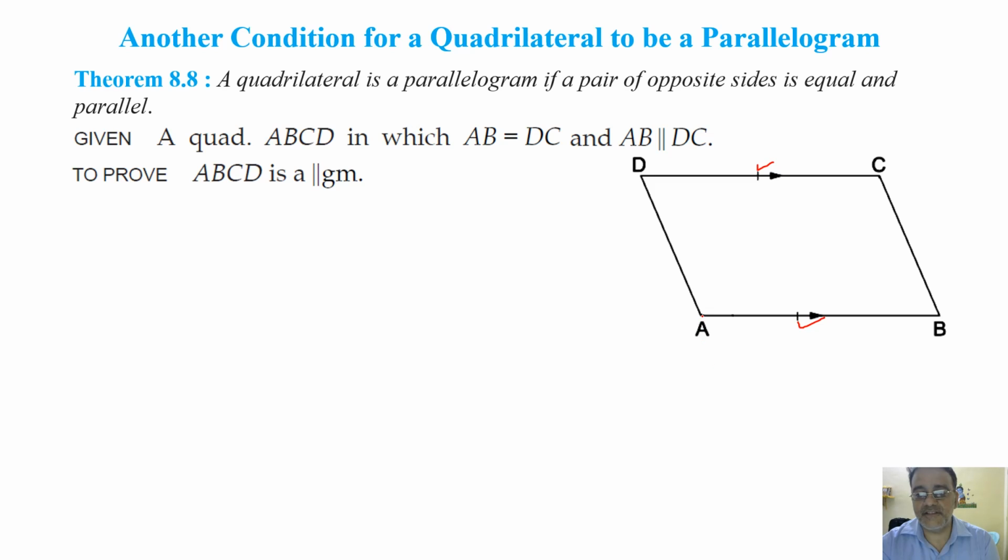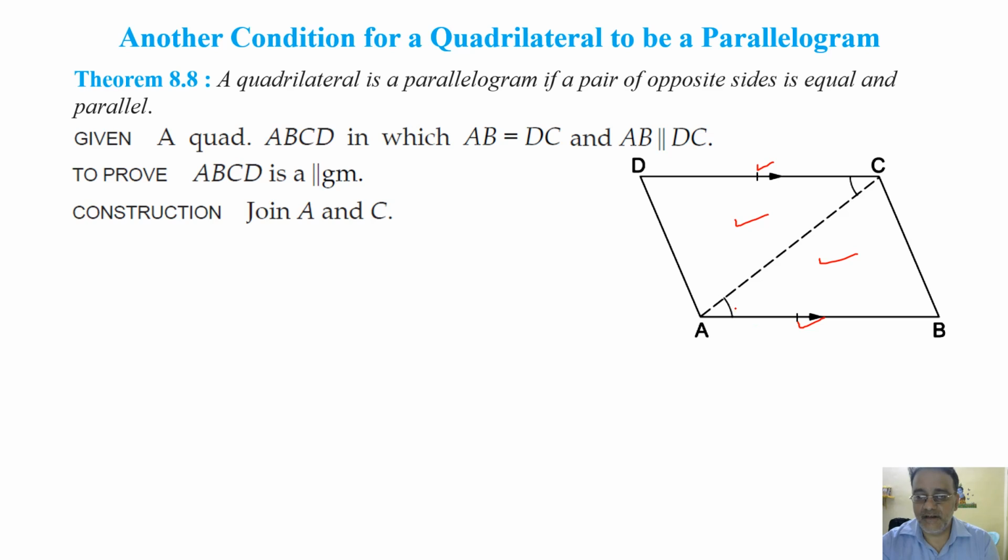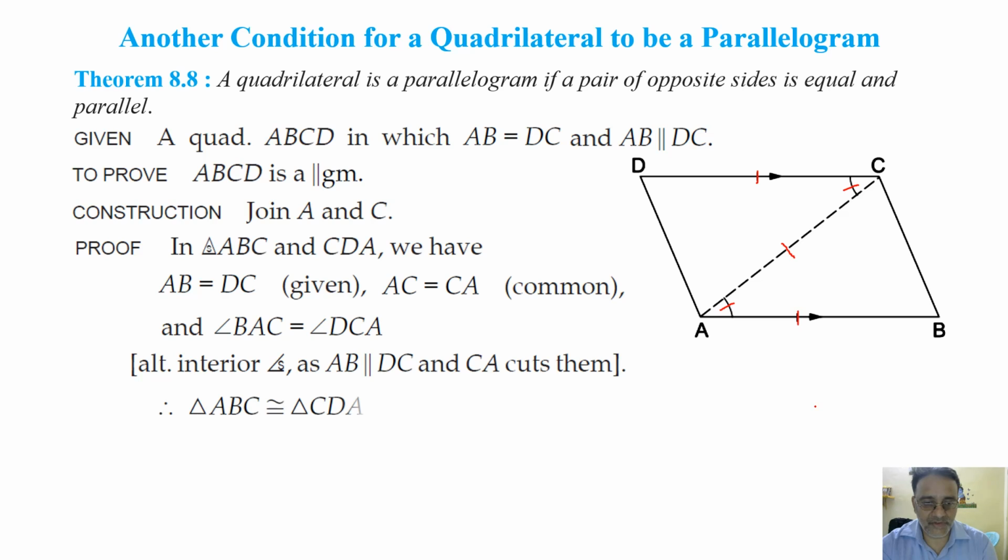Now here one construction is there: join AC. Now we will prove that these two triangles are congruent. Look carefully how we prove it. AB is equal to DC. Why? Given. And AC is common, and these two angles are equal. Why? Alternate interior angles, because these sides are given parallel. So these two triangles are congruent by which criteria? SAS. Very good, SAS.